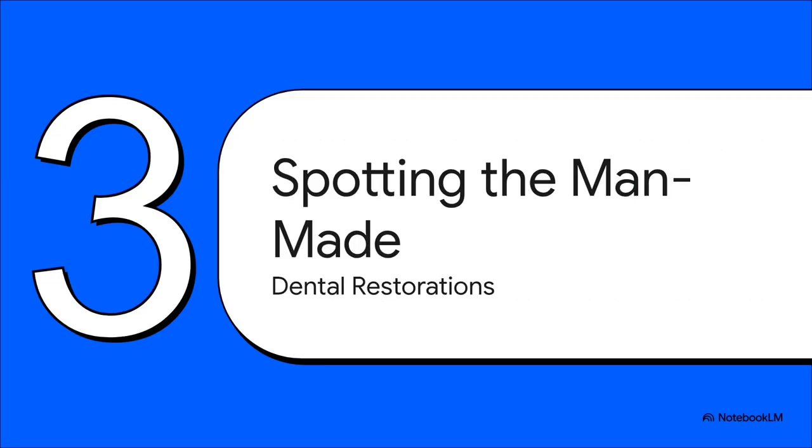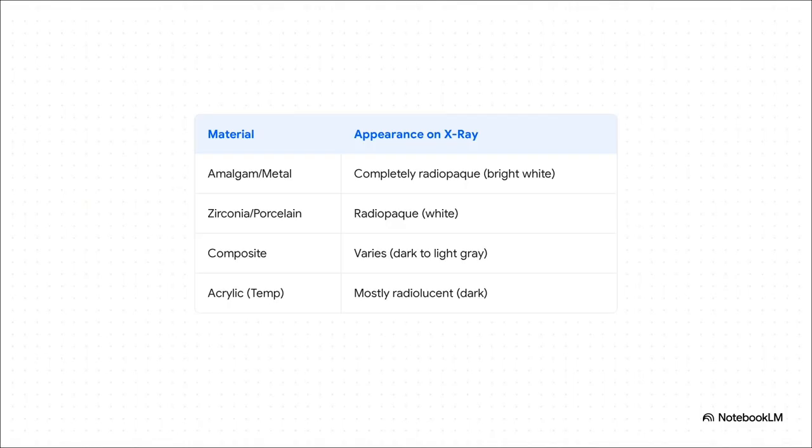All right, so we've got the natural landscape down. Now for the really easy part. Spotting the stuff that dentists have put in there. Honestly, this is often the most obvious stuff on an X-ray. So different dental materials have different densities, and that means they show up as different shades of white or gray. Old school metal fillings, they are the brightest white you'll see. Modern stuff like porcelain or zirconia crowns are also white, but a little less intense. And some temporary materials are so low density they can actually look kind of dark or radiolucent.